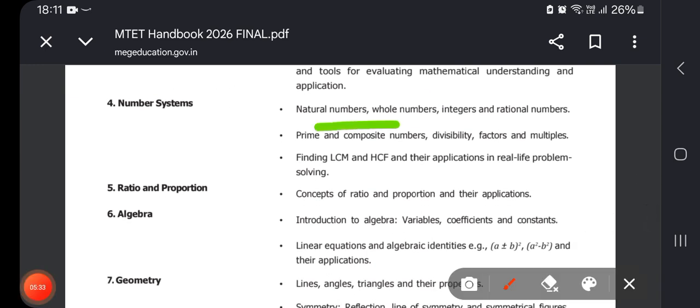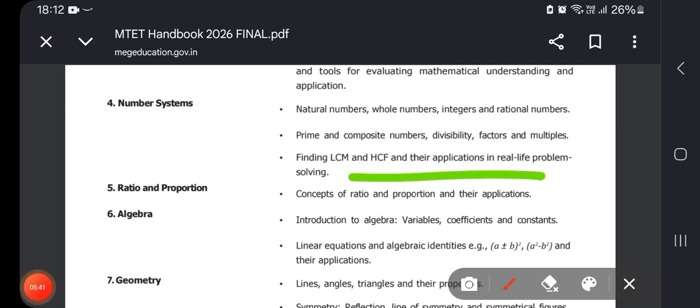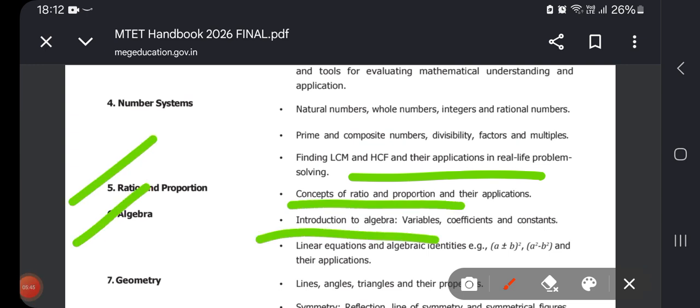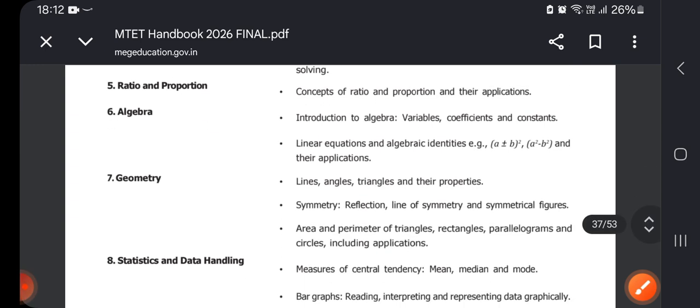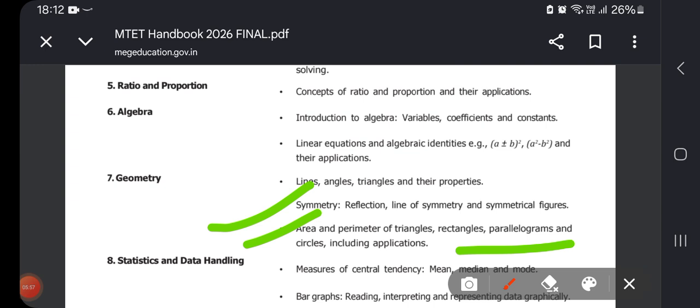So number system, whole numbers, integers, relations, prime and composite numbers, divisors, then finding LCM and HCF, ratio and proportion, algebra, linear equations. So these are important topics: lines, angles, triangles and their properties. Now symmetry will come: line symmetry, area and perimeter of triangle, rectangle, parallelogram, circles, including applications will come.